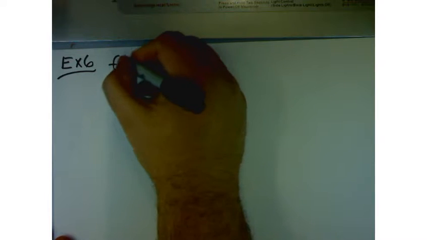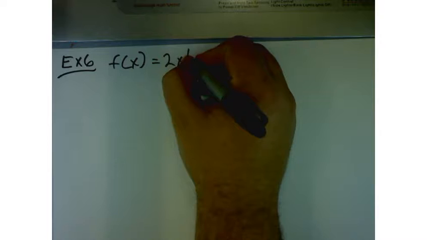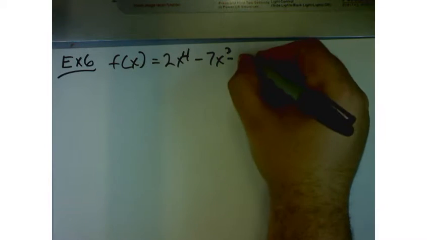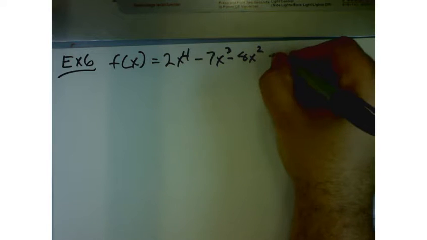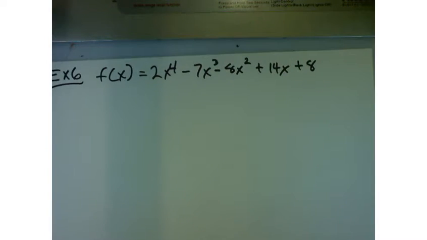Example number 6, we're given f of x is equal to 2x to the fourth minus 7x to the third minus 8x squared plus 14x plus 8. Now let me show you guys something. And even this was the problem that I ran into when I did example number 4.